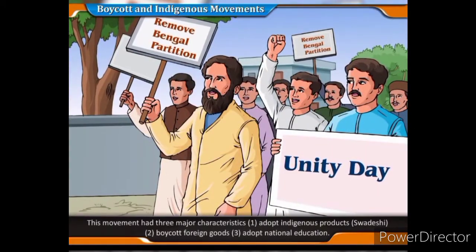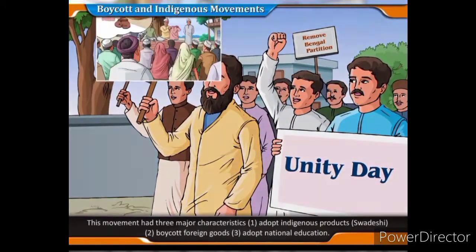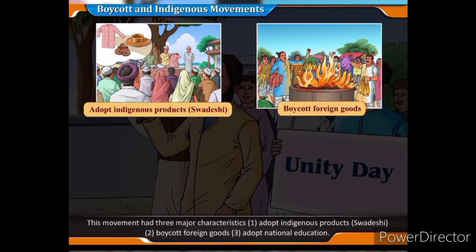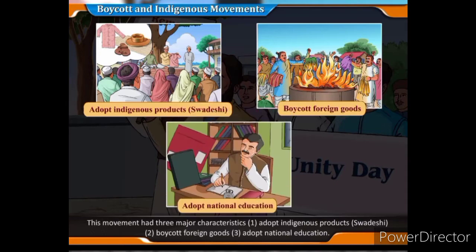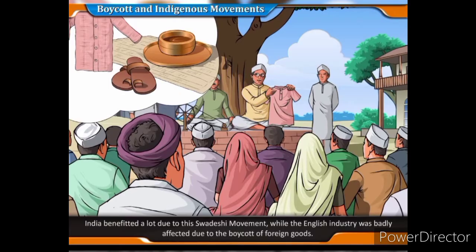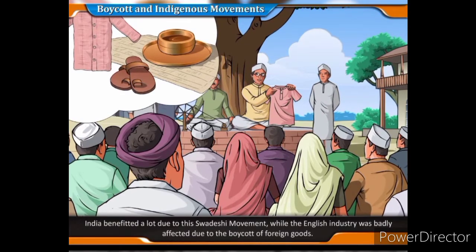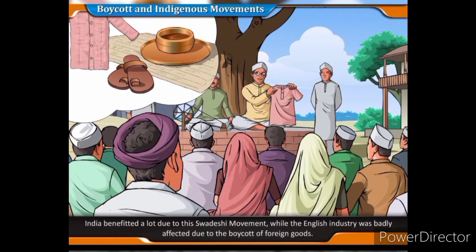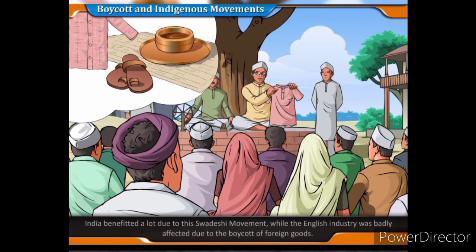This movement had three major characteristics. 1. Adopt indigenous products, that is, Swadeshi. 2. Boycott foreign goods. 3. Adopt national education. India benefited a lot due to this Swadeshi movement, while the English industry was badly affected due to the boycott of foreign goods.